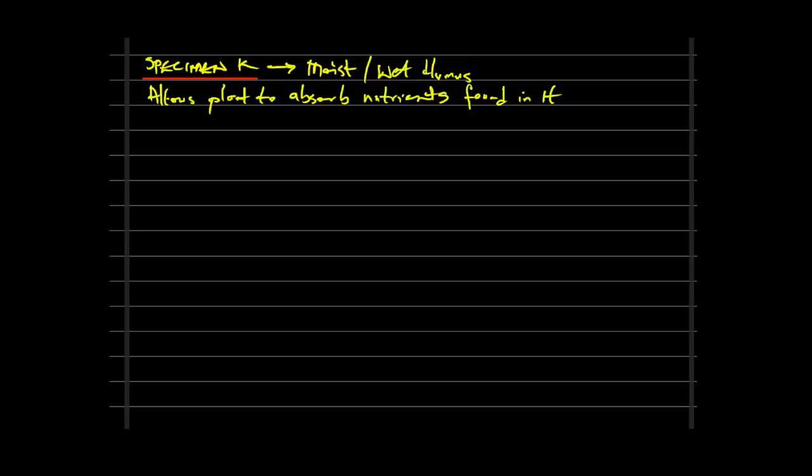In the moist humus, we have the presence of microbes. Microbes can be found in the wet humus. So those are the major differences between the dry humus and the wet humus. And so we move to the next specimen, which is Specimen L.